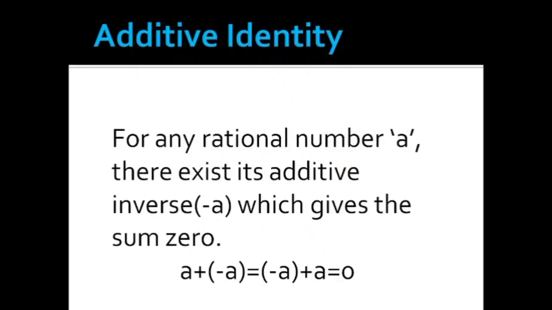Next is additive inverse. This says that for any rational number a, there exists its additive inverse minus a, which gives the sum 0. It means for any number there will be another rational number which will give 0 when it is added to it, and that is called its additive inverse. We'll understand it with an example.